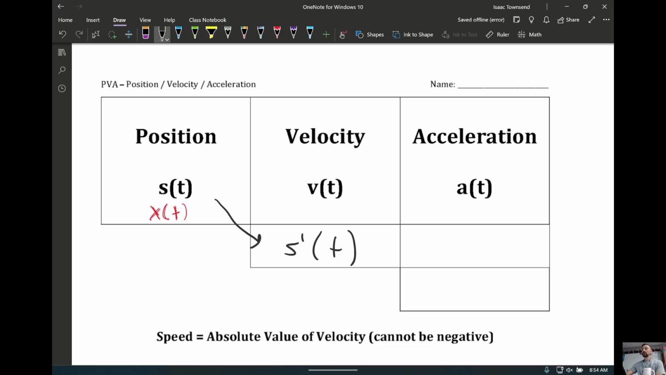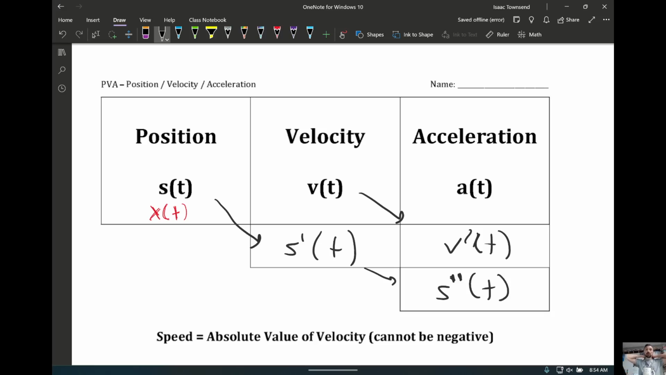Okay, and then it turns out if you take the derivative of velocity, so if you're looking at a velocity graph and you measure all of its slopes, all of its instantaneous rates of change, that is going to be measuring acceleration. So sometimes for acceleration, we're going to say it's the derivative of velocity, and that means it's also the second derivative of position.